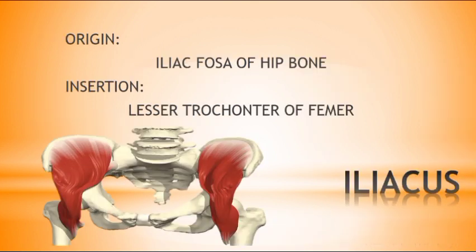The next one is the iliacus muscle. The origin of this muscle is the iliac fossa of the hip bone. In this picture, the origin of this muscle at the iliac fossa of the hip bone is clearly shown, and the insertion of this muscle is at the lesser trochanter of the femur. Now, let's talk about the action of this muscle. The action of this muscle is to flex the thigh on the trunk. If the thigh is fixed, it flexes the trunk on the thigh.